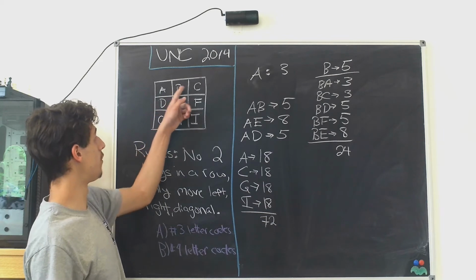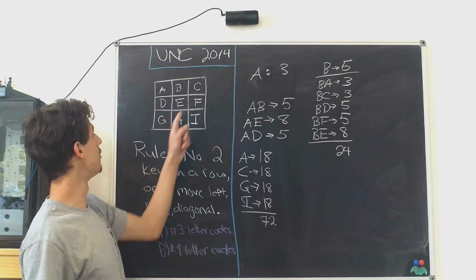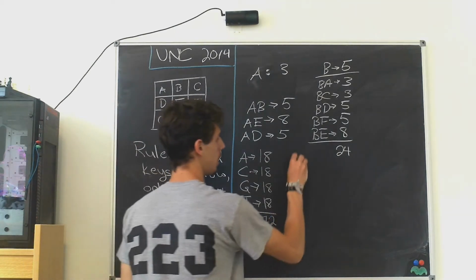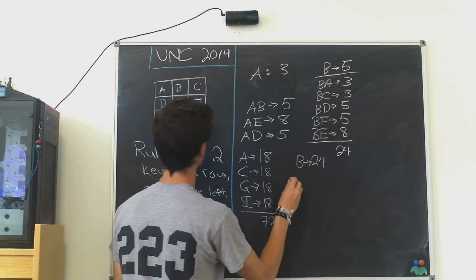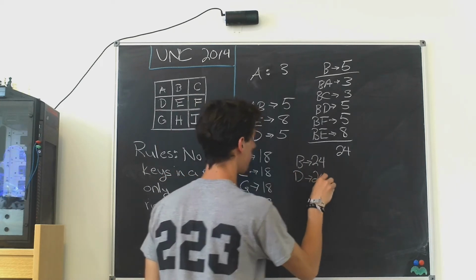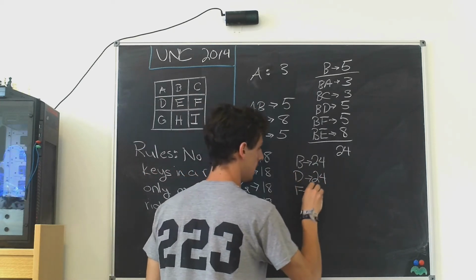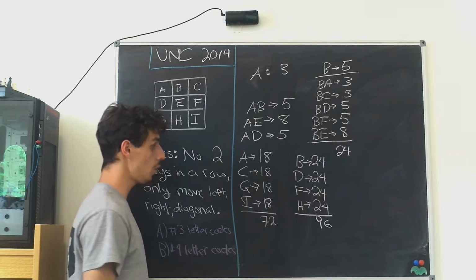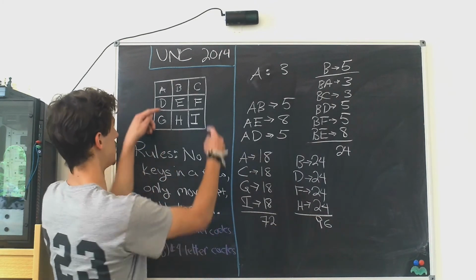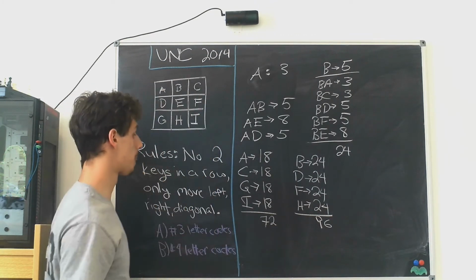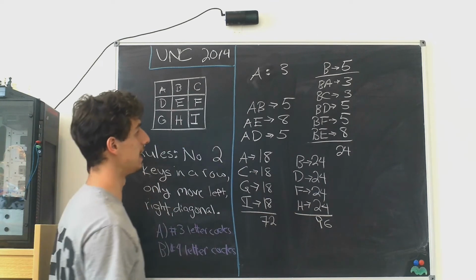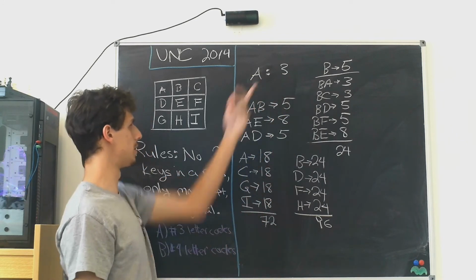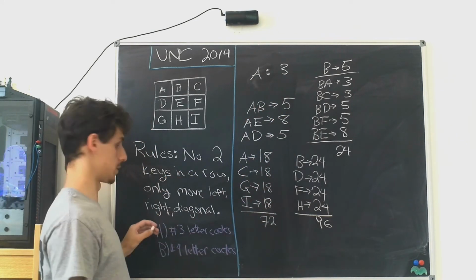But again, we have 4 of those because B, D, F, and H are all in the middle on the edges. So B gives us 24, D gives us 24, F gives us 24, and H gives us 24. And adding all of those up, we get 96 different combinations if we start on the middle edges. So now we're only left with when we start with E. So let's go ahead and clean this up a little bit. I'll move these up maybe to the top, and then we'll finish off this first part of our problem.